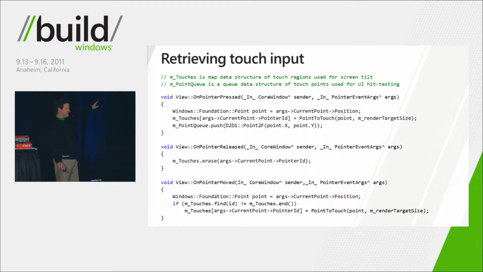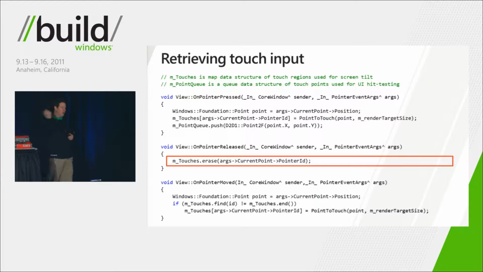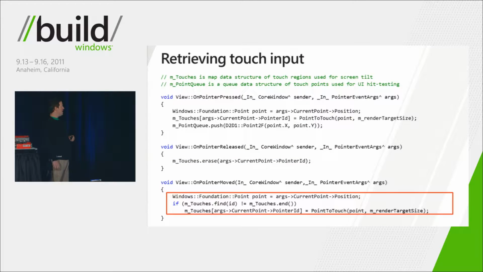m_touches is my data structure for touch regions. m_pointQ is my point queue for UI hit testing. You can see here in my pointer pressed, I'm taking the point, converting it, putting it in my queue. This is a queue of the different places on the screen. Somewhere else in my code, I'm going to look at that touch queue and say, oh, there's a touch in this region. That means tilt the board right, for example. If the pointer is released, the touch comes off the screen, and I remove that from the touch map. And then finally, if the pointer moves, I update that pointer in my map as well.